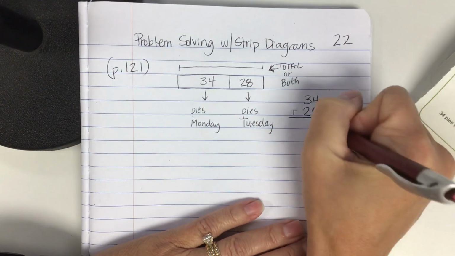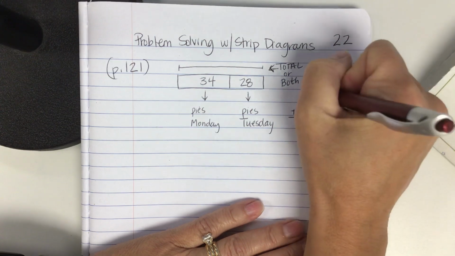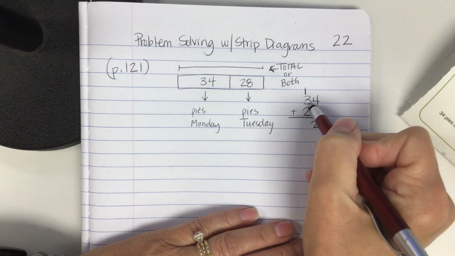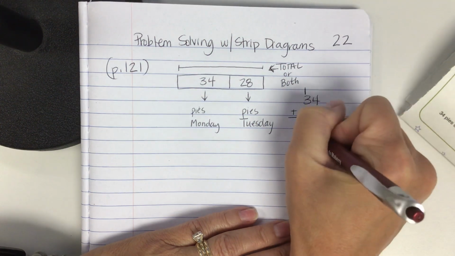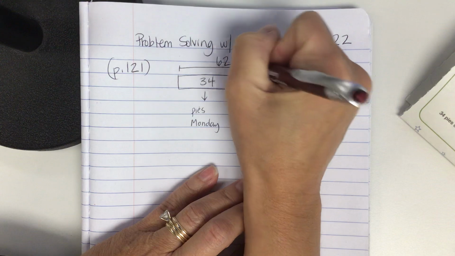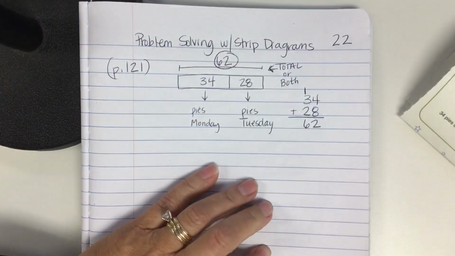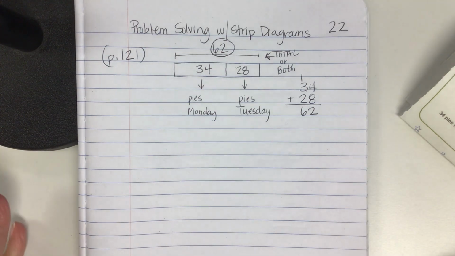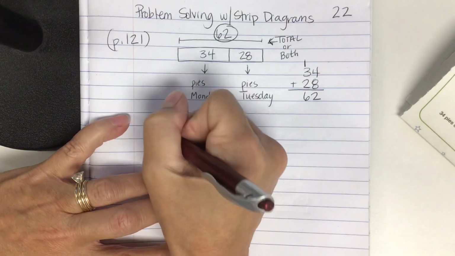4 plus 8 is 12. That's 12 ones, so carry your 1 because that's a 10. 1 plus 3 is 4. 4 plus 2 is 6. So my total is 62. And that's my total is 62 pies. So that's how we're using these. There's 2 ways they could look.